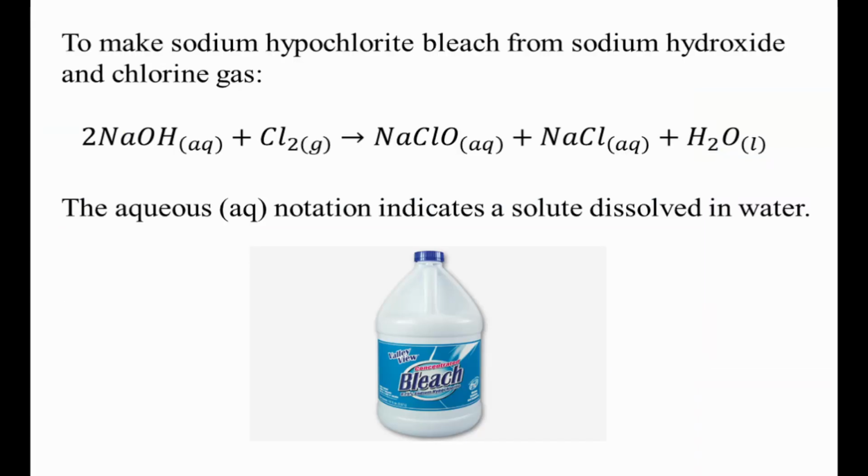The reaction to make sodium hypochlorite bleach from sodium hydroxide and chlorine gas is as follows. Take a solution of 2 moles of NaOH and add 1 mole of chlorine gas. The product will be NaClO plus NaCl plus H2O. The aq notation allows the reader to know that the reactants and products have dissolved into liquid water.